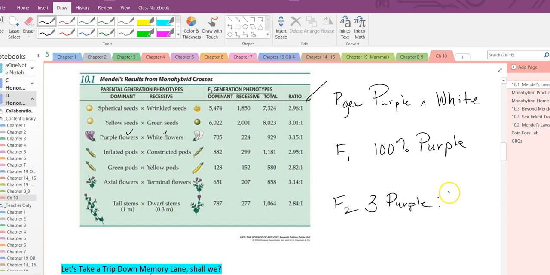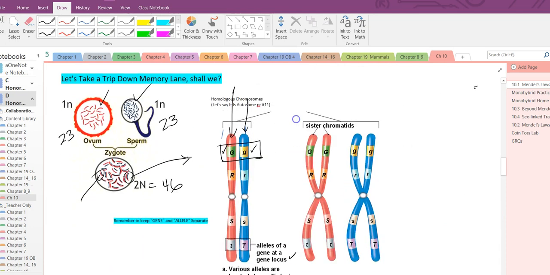3 out of 4 times in the experiments that he ran. 25% of the time, the white came back. It didn't matter which experiment he was running. Let's look at axial and terminal. Here, axial is dominant. If he crossed a purebred axial and a purebred terminal, 100% of the F1 came out axial, which is dominant. And when he ran the experiment to get to the F2, 3/4 came back axial, and the recessive terminal came back 25% of the time. So the question is, what's going on here?